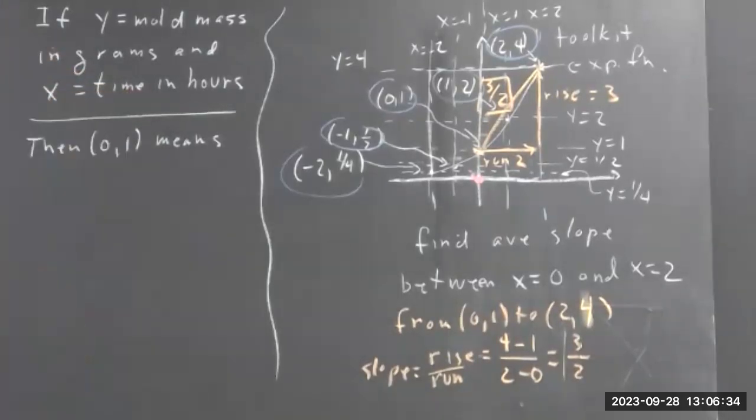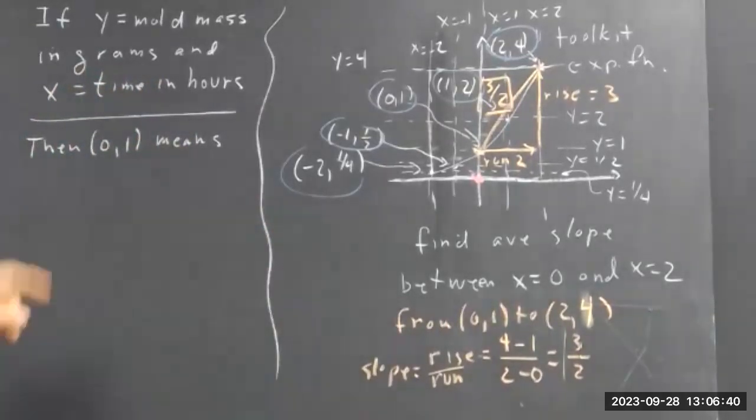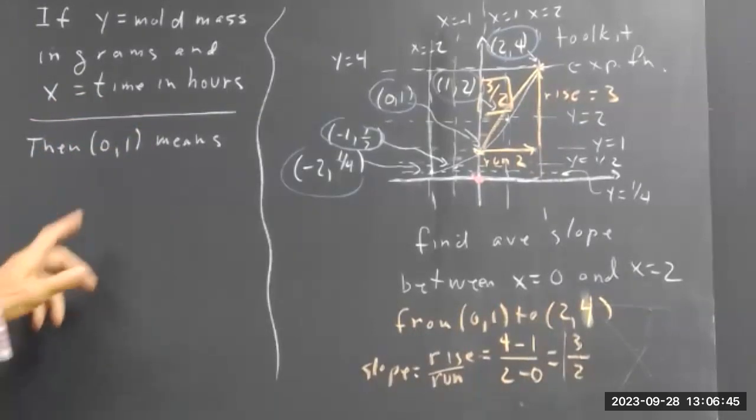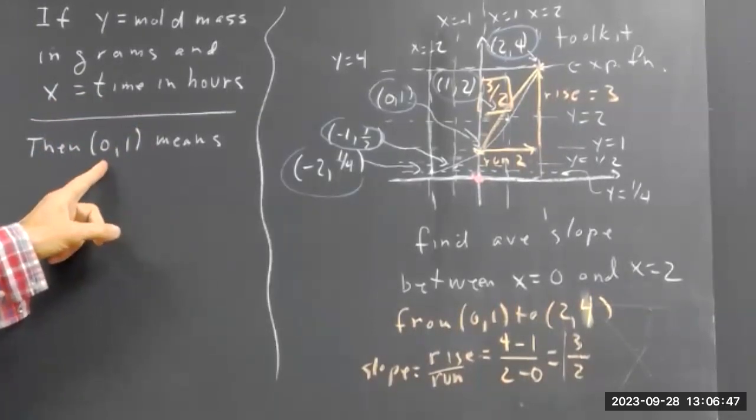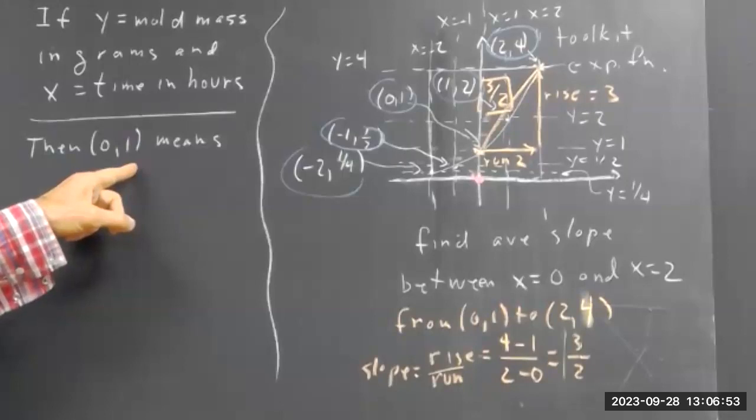X is your time in hours. Often we'll use T for time, but we're going to use X just to avoid confusion with a different variable. X is your time in hours. So what's the X value of this point? Well, it's 0. Okay, that means this point means at 0 hours, we have 1 gram of mold.